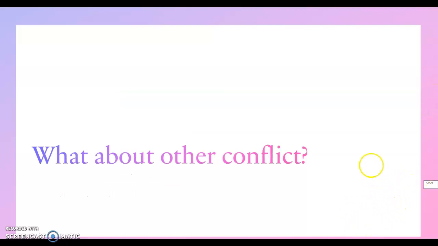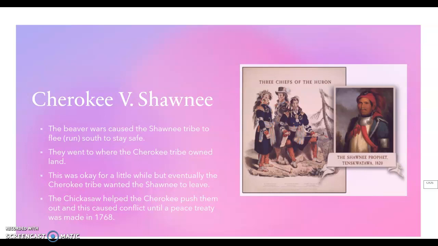So there was also other conflict between other tribes. Let's look. The Cherokee and the Shawnee tribes had a conflict, and this was caused kind of by the Beaver Wars. So the Beaver Wars caused the Shawnee tribe to flee or run away from where their land was, and they ran south to stay safe because they didn't want to stay where they were during the Beaver Wars. So they went to where the Cherokee tribe owned some land. And for a little while, the Cherokee tribe was okay with this, but eventually the Cherokee tribe wanted the Shawnee tribe to leave and not be on their land anymore.